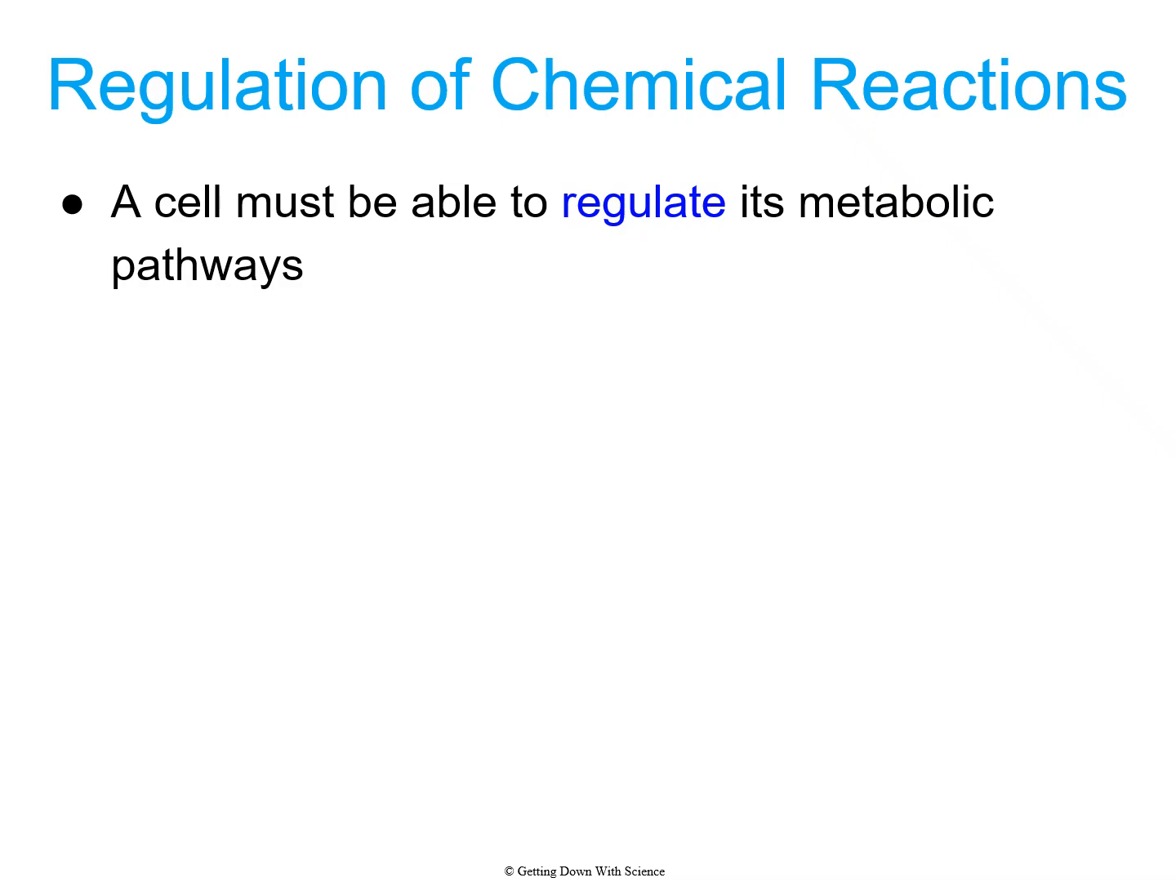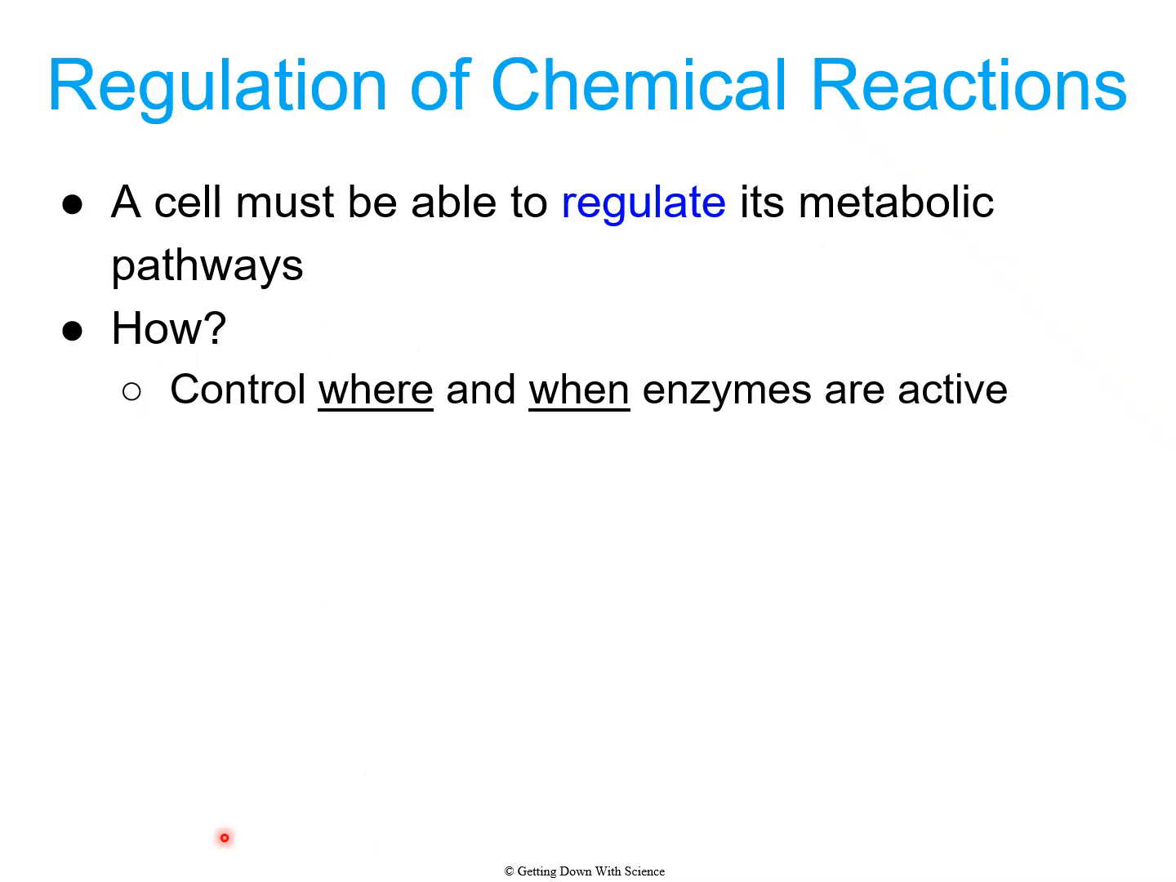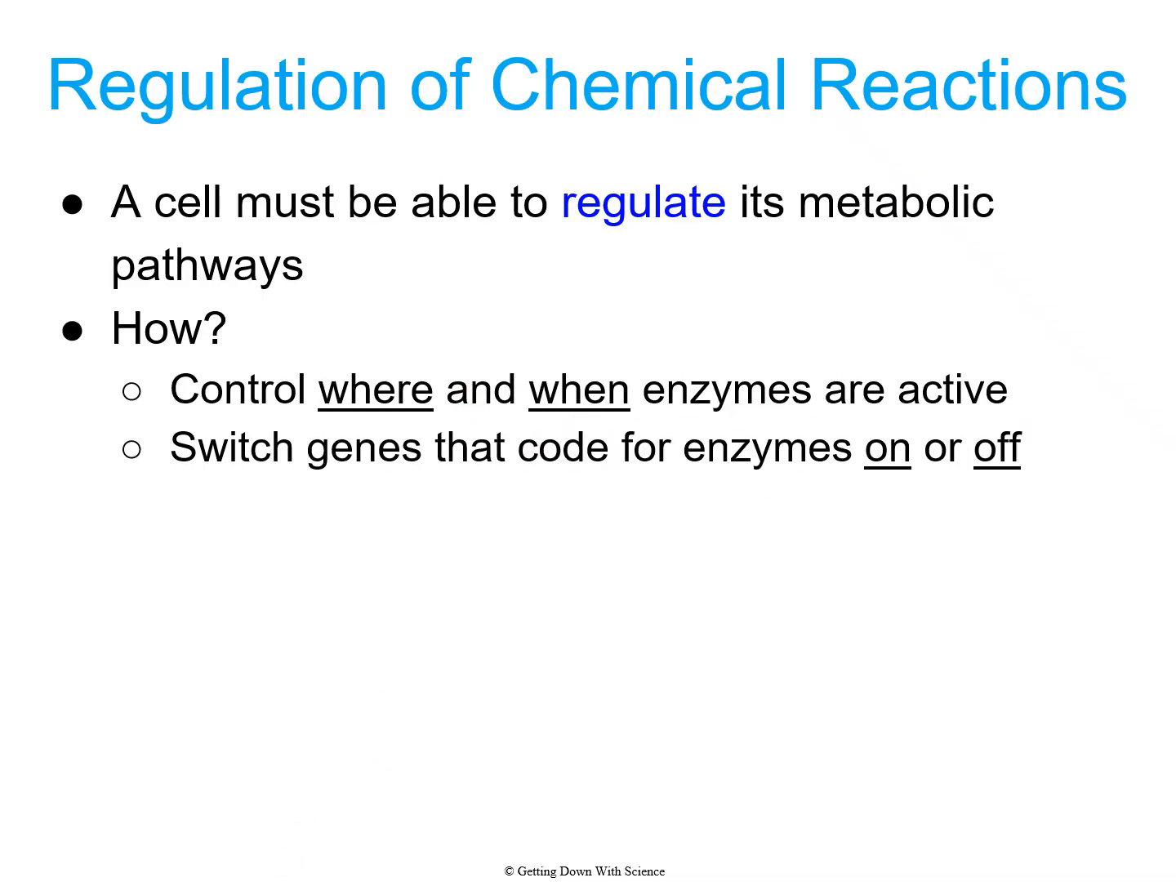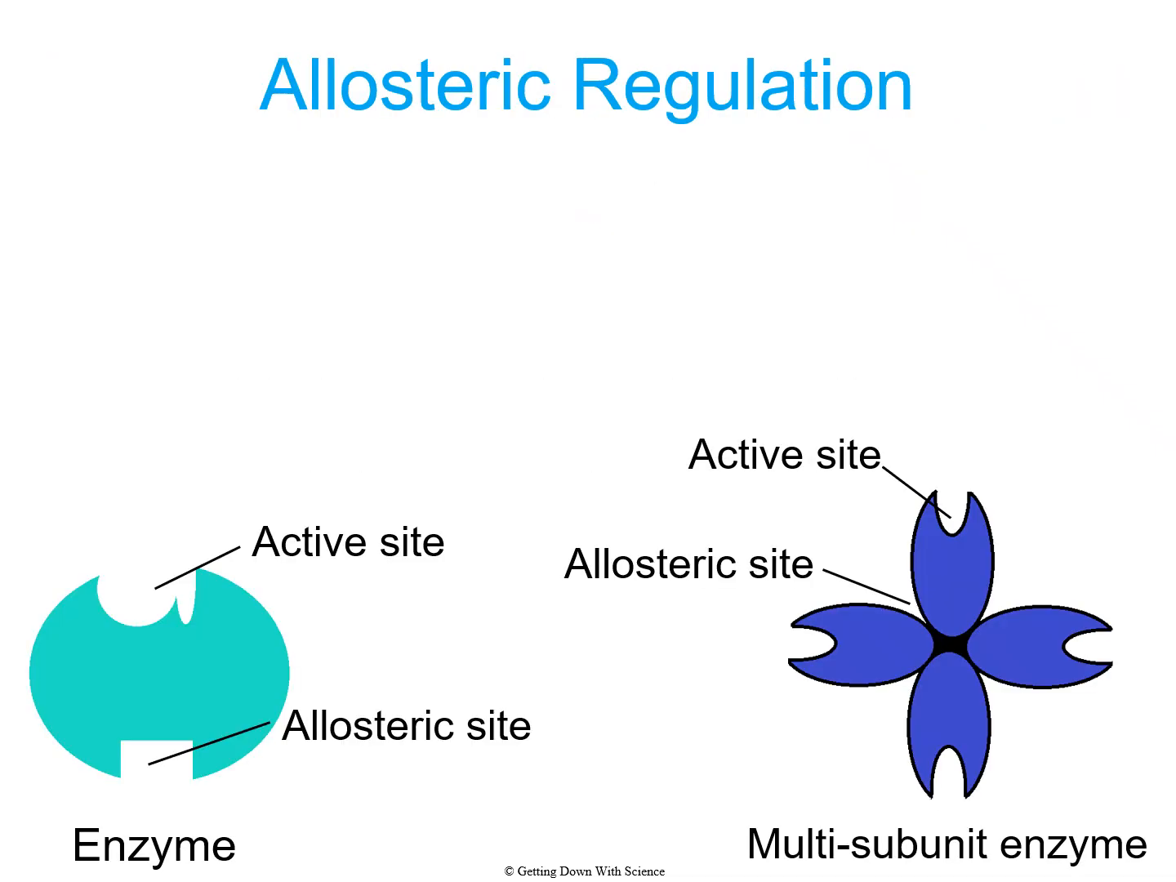All right, so chemical reactions can be regulated. A cell must be able to regulate its metabolic pathways. And how do cells do this? Cells can control where and when enzymes are active. They can control when the enzyme is active and where the enzyme is active. There are specific genes that can switch an enzyme on or off, or temporarily prevent an enzyme from working.